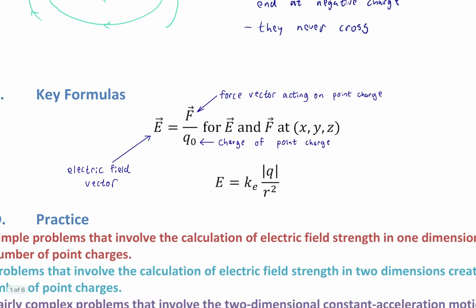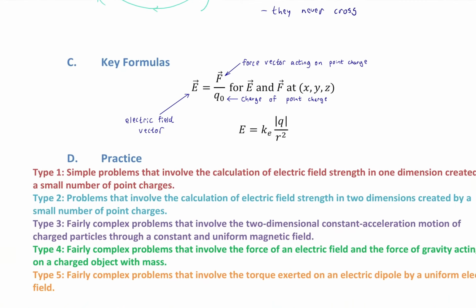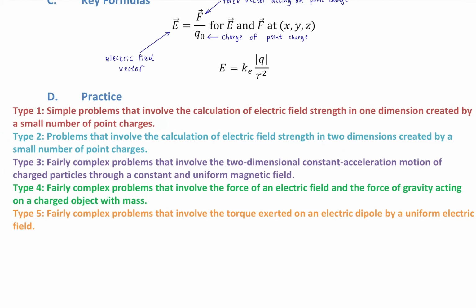All right, so let's get to the examples. All right, so we've got 5 types of examples. Type 1, simple problems that involve the calculation of electric field strength in one dimension created by a small number of point charges. Type 2, problems that involve the calculation of electric field strength in 2 dimensions. Okay, so it's the 1D and 2D created by a small number of point charges. Okay, at most 4, really.